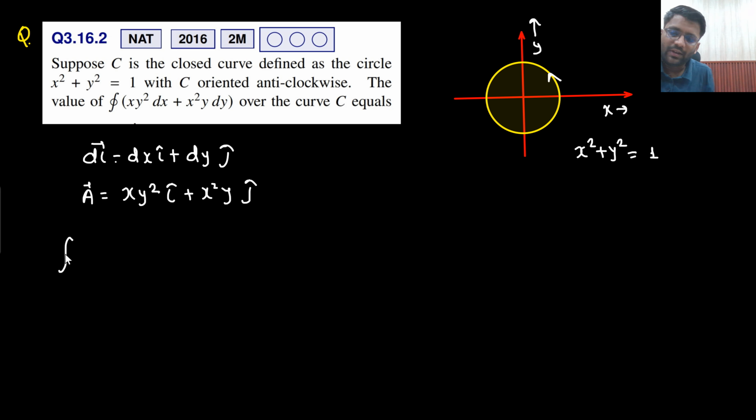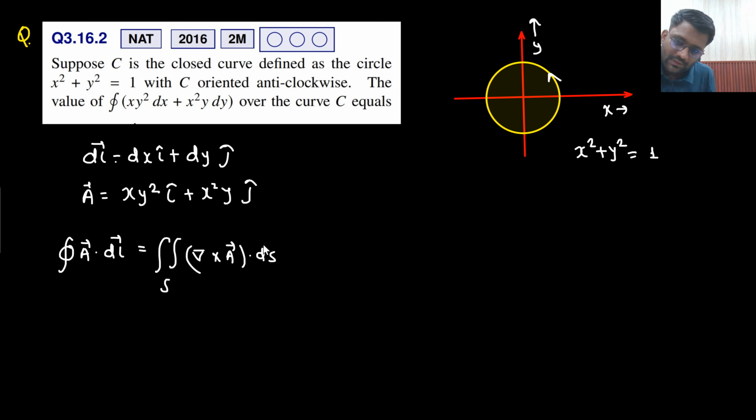So what you are supposed to calculate? You are supposed to calculate A dot dl. That will come out to be del cross A dot ds. So here can you let me know what will be ds vector? So ds vector will be nothing but dx dy, ds vector coming to a z cap direction. So that would be k cap. So del cross A I am supposed to calculate.